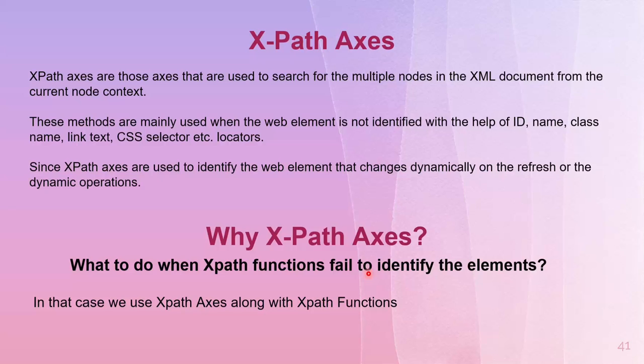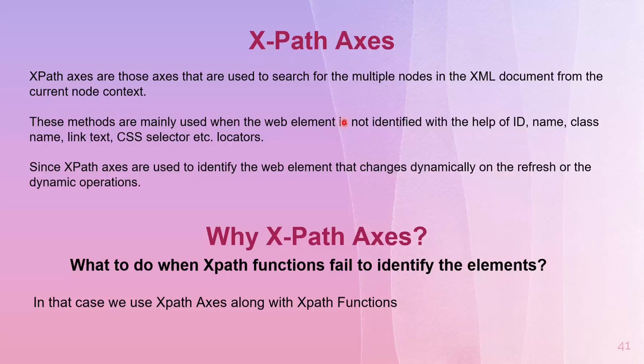Now the Xpath Axes are those axes that are used to search for multiple nodes in the XML document for the current node context. Now what is this current node context? We will understand while studying the relationship of nodes. Now why are we using the Xpath Axes if we have locators like the ID, name, class, link text, and all these locators are there? Still we are using the Xpath Axes.